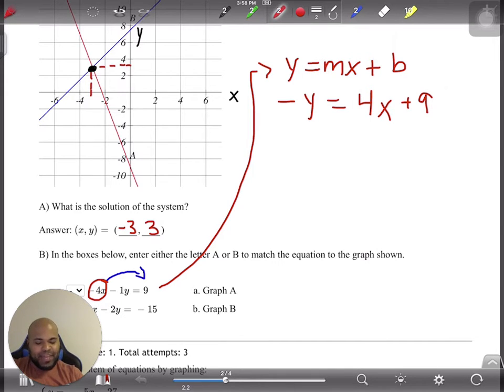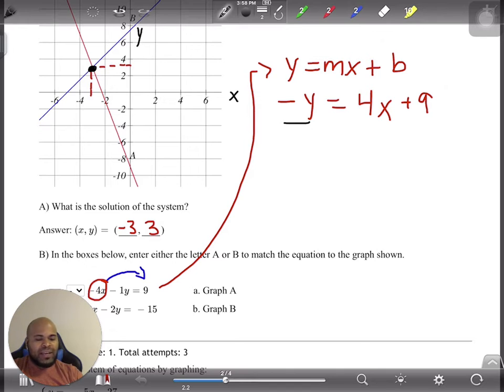So when you have that, what is going to happen is that y is not by itself because it's being multiplied by negative 1. So I'm going to have to divide every single term by negative 1 so that I can solve for y. And when that happens, I get that y equals 4 divided by negative 1 is negative 4, x, 9 divided by negative 1 is just negative 9. So right there, I can see the slope. The slope is negative, and the y-intercept is negative 9.